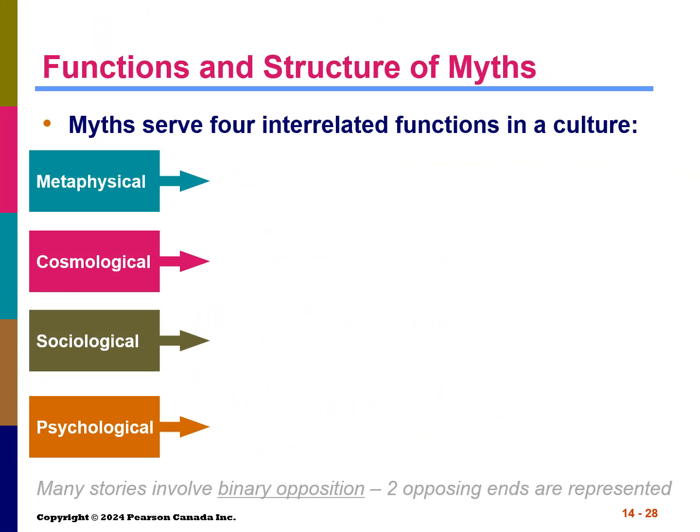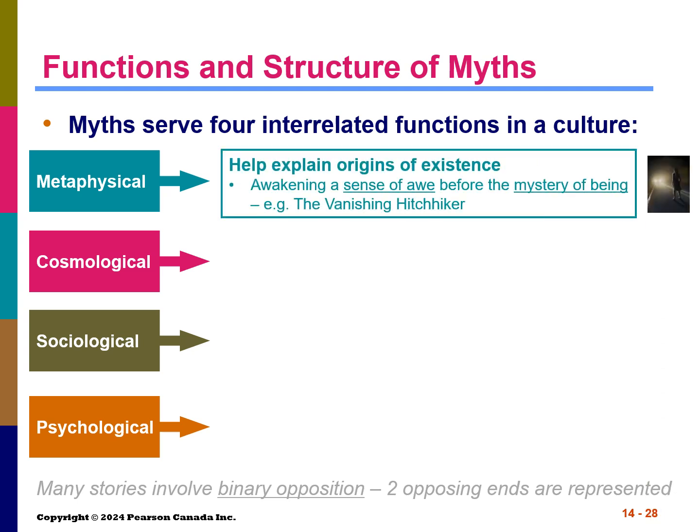Myths serve four interrelated functions in a culture: metaphysical, cosmological, sociological, and psychological. The metaphysical function helps explain the origin of existence. It awakens a sense of awe about the mystery of being. For example, the story of the vanishing hitchhiker. A doctor was driving home late one night just outside of Baltimore. He slowed down as he approached a dangerous intersection and saw a lovely young girl standing at the side of the road, beckoning him for a ride.